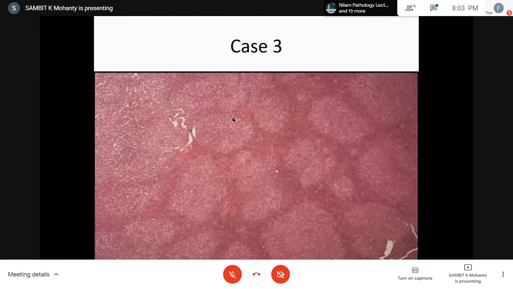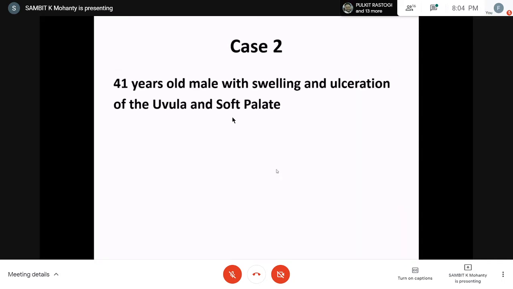So the third case, I will probably not go for the third case in this. I'll go to the next one. Yeah. So it is a 41-year-old male with a swelling and ulceration in the uvula and soft palate.